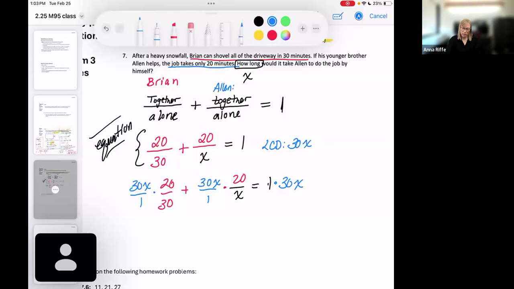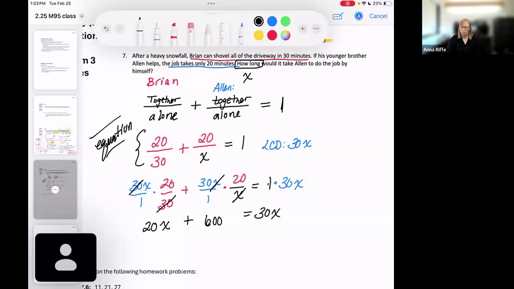Okay, I can now cancel my common factors. Looks like the 30s cancel here. Looks like my x's cancel here. Doesn't look like anything cancels on the opposite side. On the left-hand side, we have the x and the 20: 20x plus 30 times 20, which is 600, is equal to 30x.